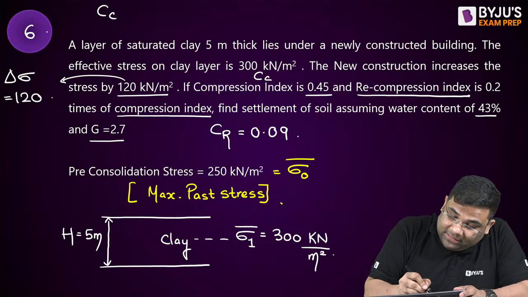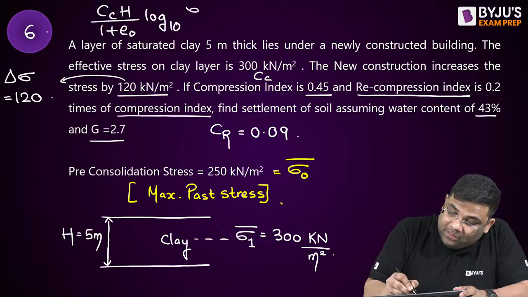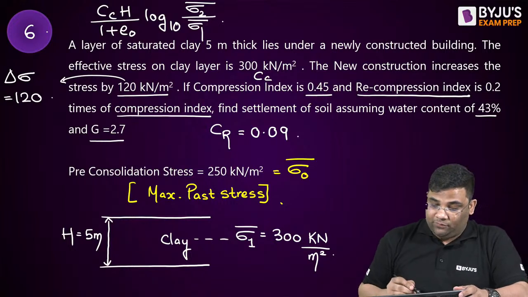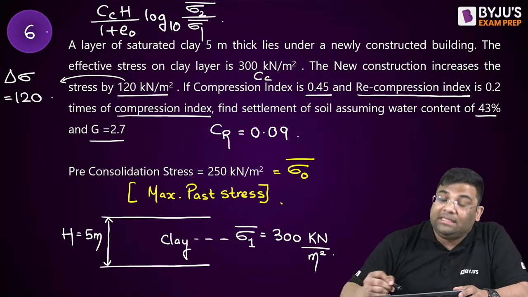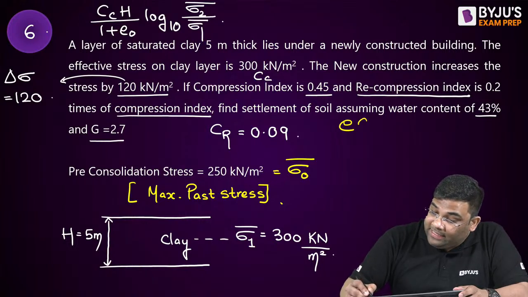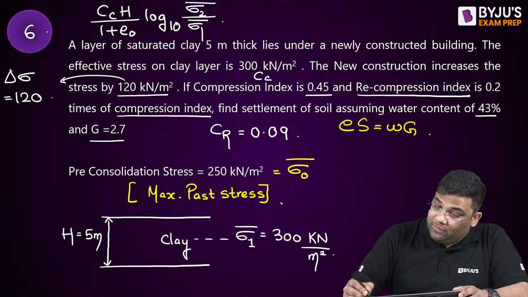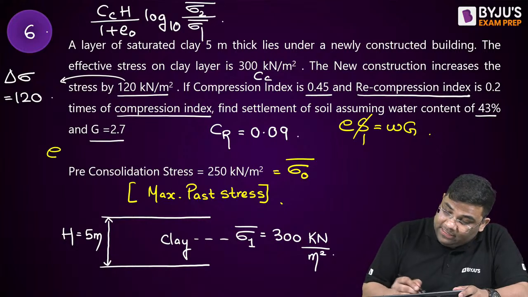Use the formula CC H by 1 plus e naught log 10 sigma 2 dash by sigma 1 dash. See, sigma 2 dash and sigma 1 dash we know. How to find out this e? We can find e using the saturated soil relation, right? So again, e S is equal to w G, I will use. Yes. So S is 1. From here I can get that initial void ratio, e naught. How much will it be?